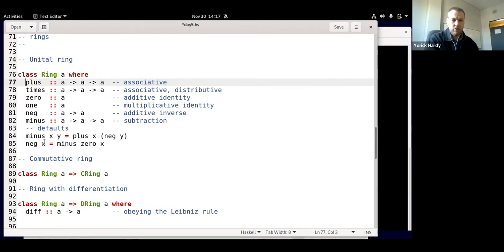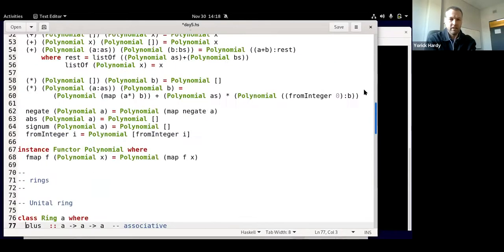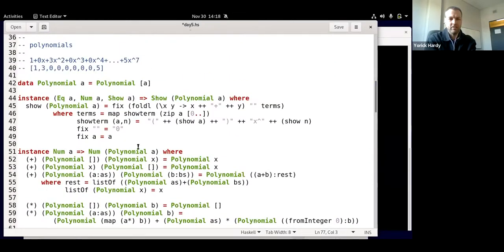I've added 2 default implementations. So minus can be defined in terms of negation if negation is provided, and negation can be provided in terms of minus if minus is provided. So this is when we see normally that we've got Num A gives us that polynomial is a numeric type.